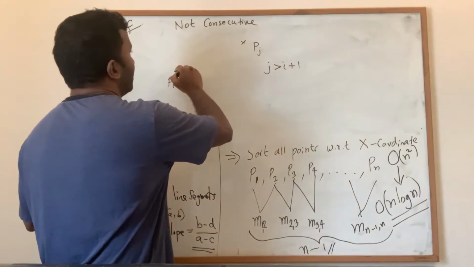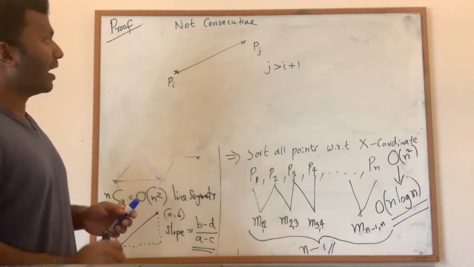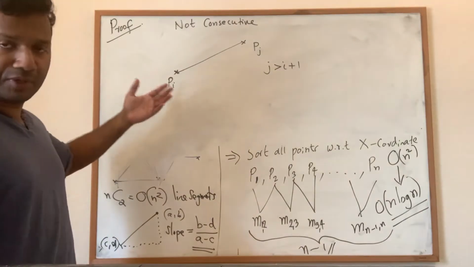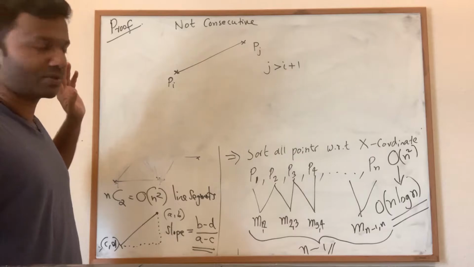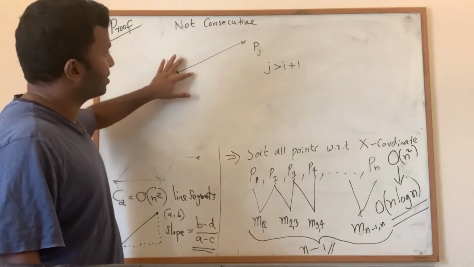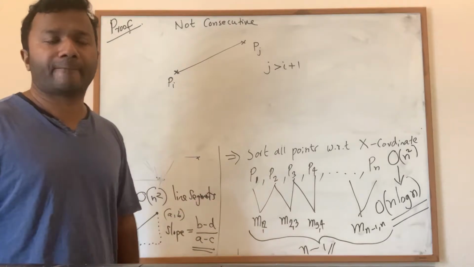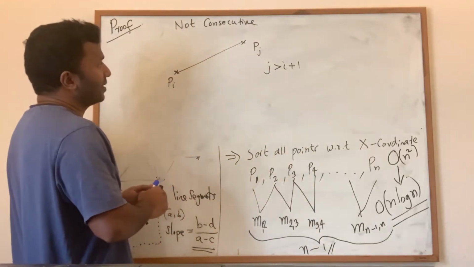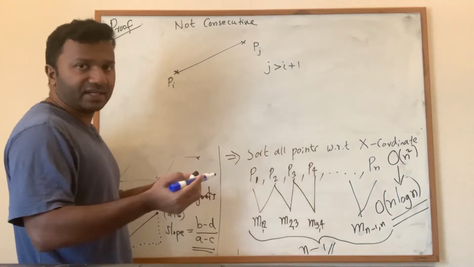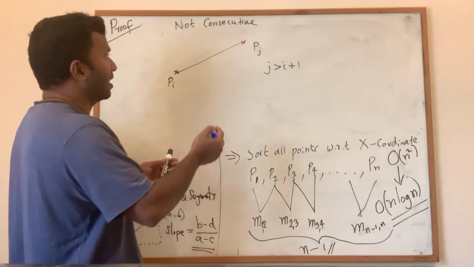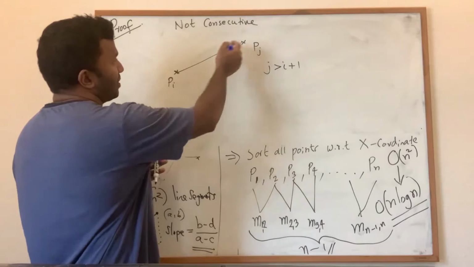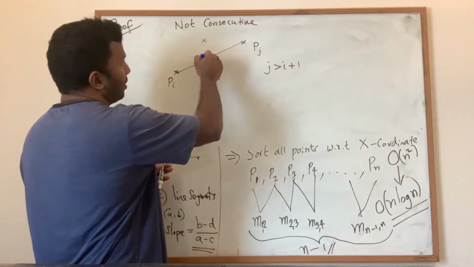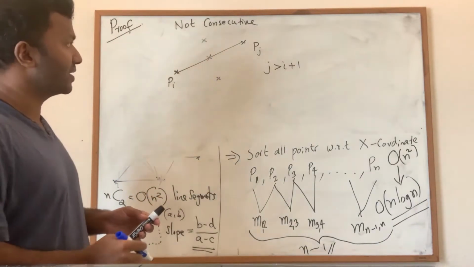Okay, so now let me draw a line between Pi and Pj, and what I want to show you is this. During the computation of the minimum slope and the maximum slope, I don't have to really worry about the slope of this line. That's all I need to prove. And the way I'm going to prove it is this. Suppose Pi and Pj are like this. There is going to be at least one point between them, and with respect to this line, that one point could be above this line, or below this line, or on this line. These are the 3 possible scenarios.